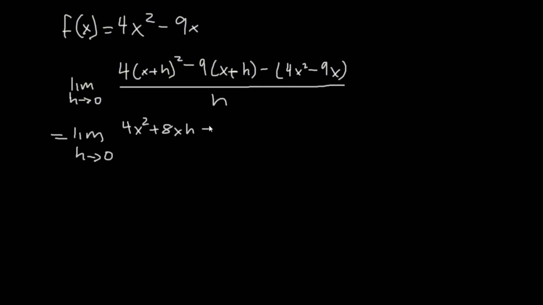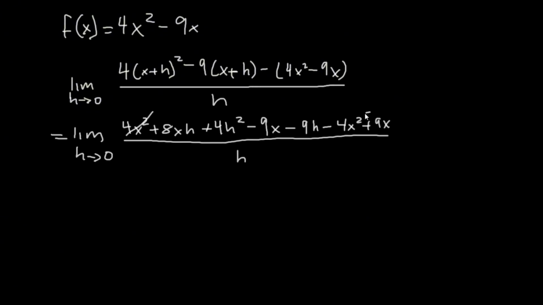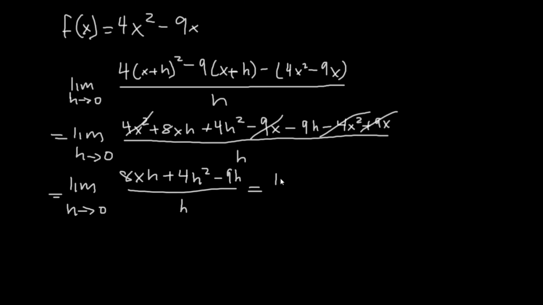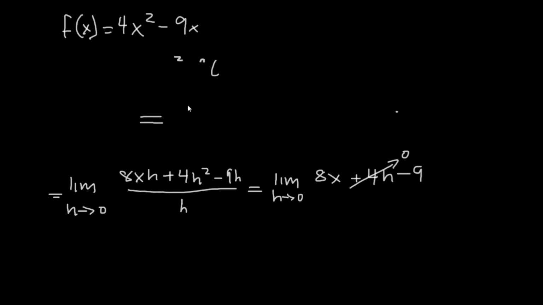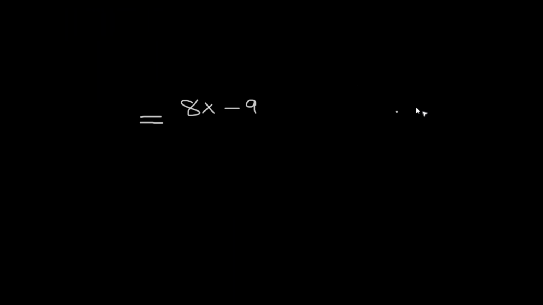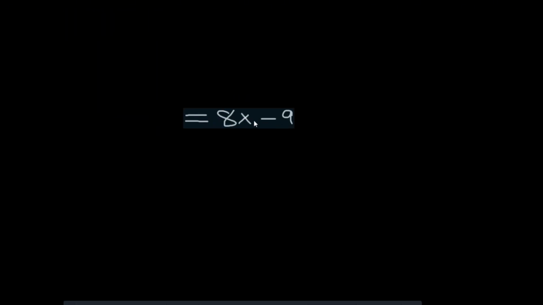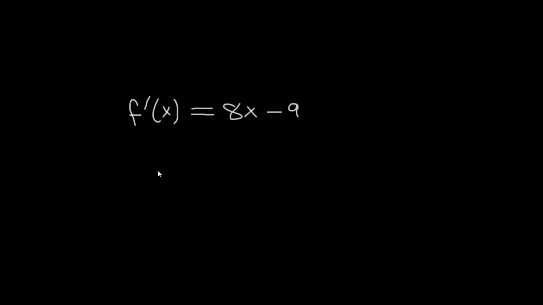Let's look at a more complicated problem. Again, if we put this into the limit, we get this, and once simplified, we can cancel out the 4x squared and 9x. Then, divide each term by h and we get this. Finally, as h approaches 0, 4h also approaches 0, so we can cancel that out. And that leaves us with 8x minus 9. This is the equation for how to find the slope at a certain point. We will use f prime of x to represent this. Now the instantaneous slope at x equals 2 would be 7.